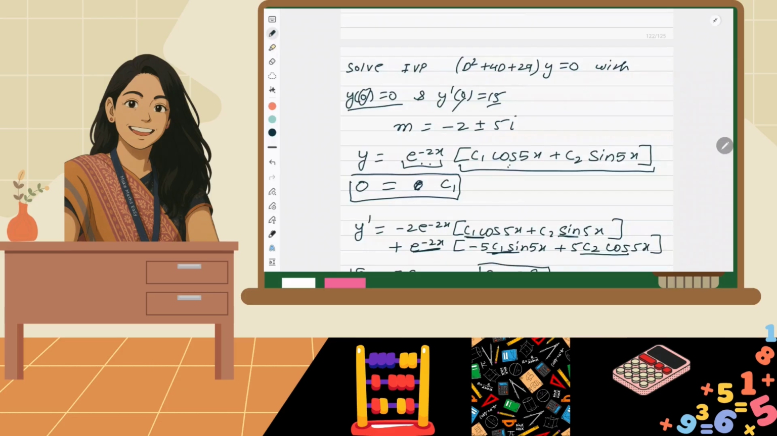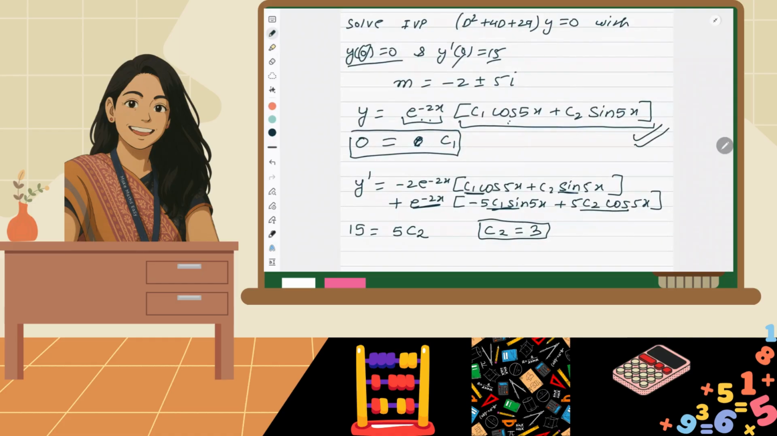So what is my final answer now? In this, the final answer is the complementary function, you will put the values. Y is e to the power minus 2x, and then c1 is 0, c2 is 3, sin 5x. So this is the answer. Easy. Now let's see the next question.